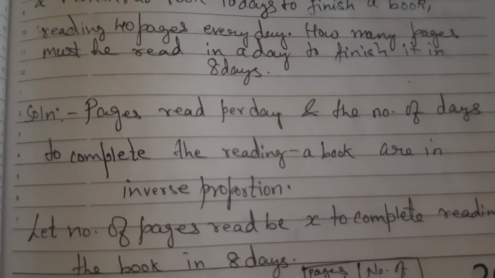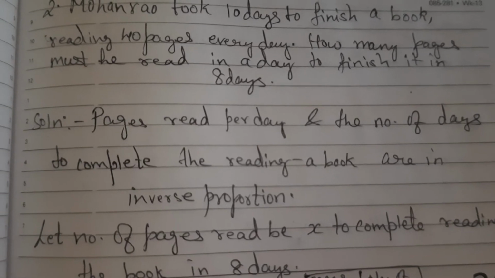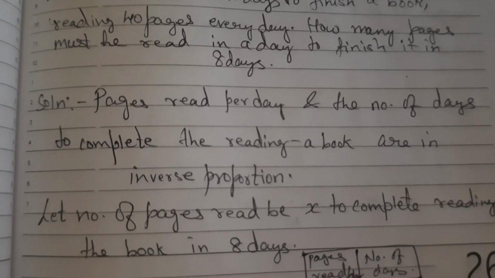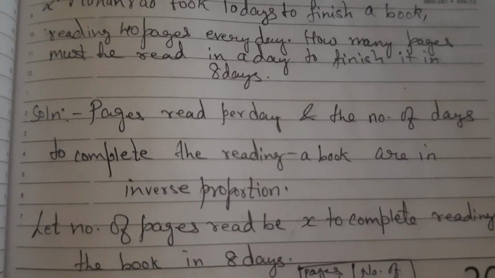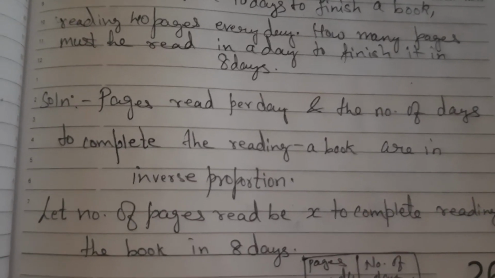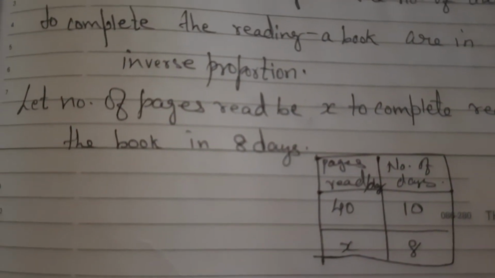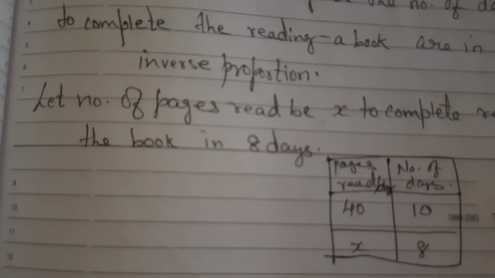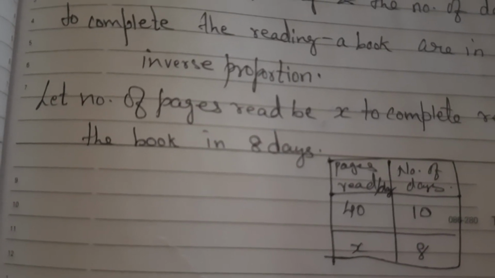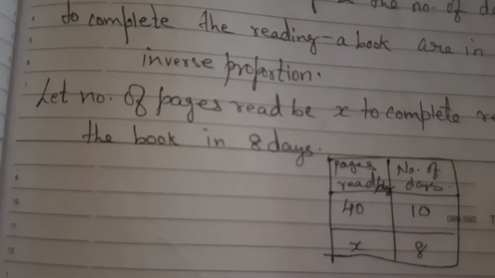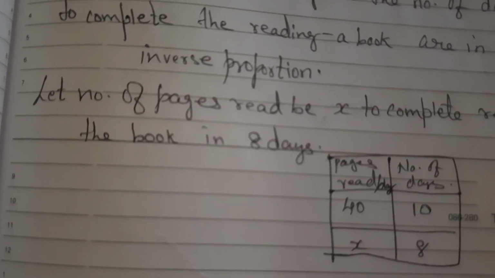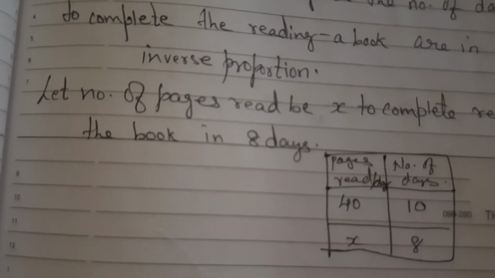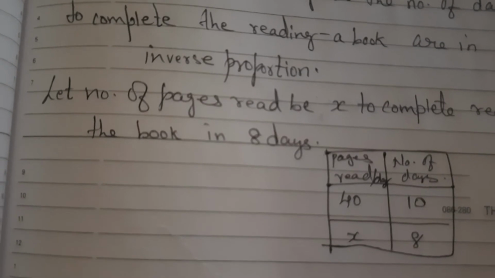So pages read per day and the number of days to complete reading the book are in inverse proportion. So let the number of pages read be x to complete reading the book in 8 days. So this is the table. Pages read per day, number of days. So pages read per day, 40 pages per day, he completes a book in 10 days. And number of days when it is 8. So how many pages can be read per day? So that is what we have to find out.